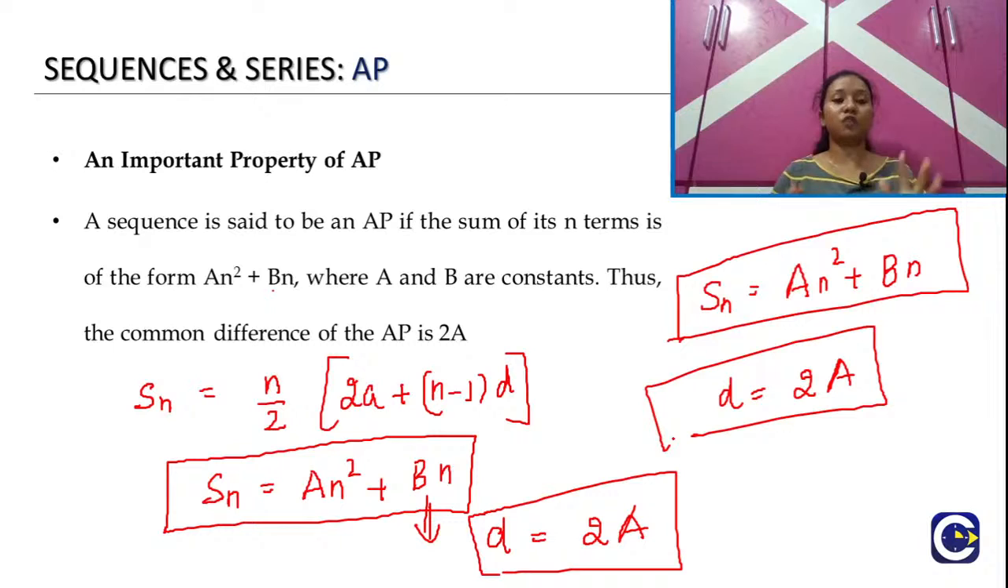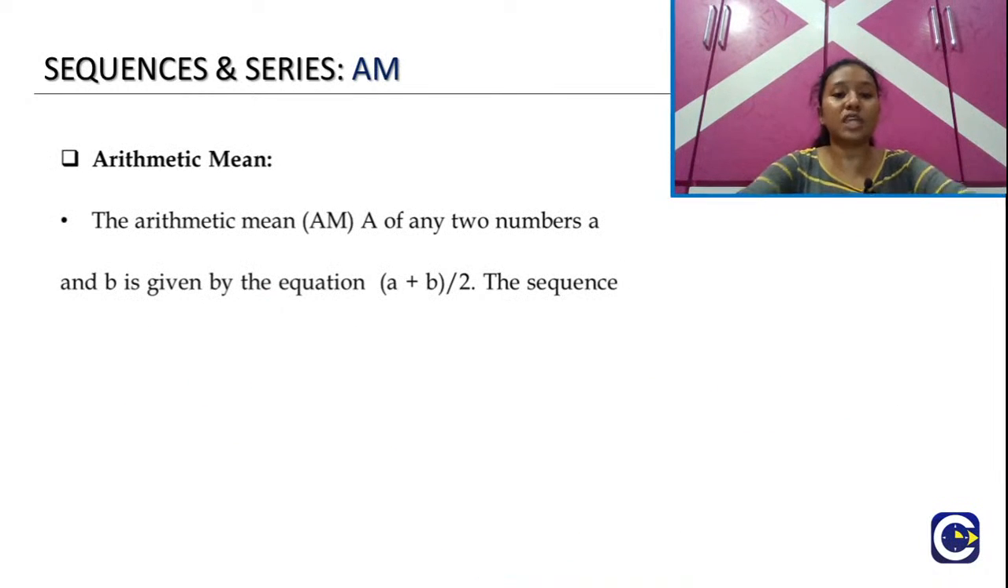Right. So this is one of the important properties related to the arithmetic progression, relating the common difference to the sum of its n terms of an AP. Now let's move on to our most important topic here, that is arithmetic mean. First we'll start with the basic definition. Arithmetic mean is represented with this capital letter A. So, the arithmetic mean of any two given numbers.